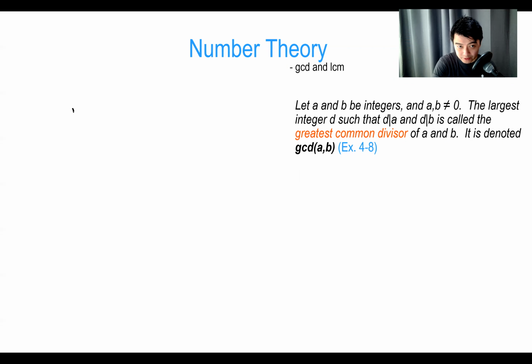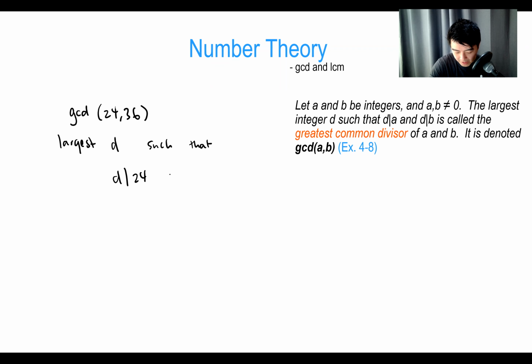So for example, if I wanted to find the GCD of, let's say, 24 and 36, then we are looking for the largest d that is a divisor of both, such that d divides 24 and d divides 36. We can try out a few numbers and we'll find that the largest such d that fits this is 12. 12 times an integer is 24, 12 times an integer is 36, and it is the largest of such values.